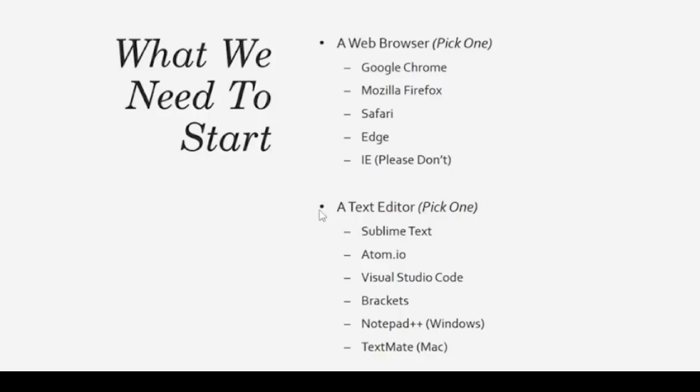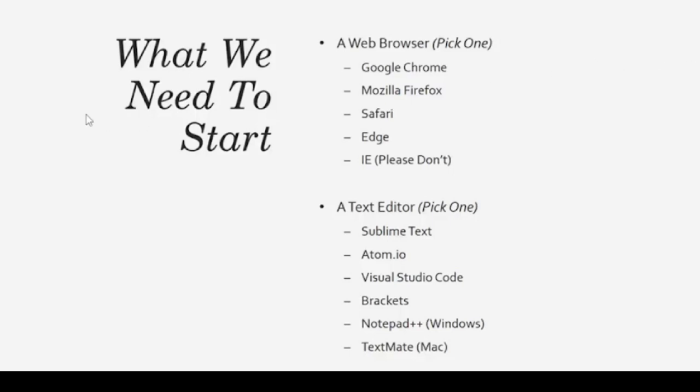Now for a text editor, you can pick one from something like Sublime Text, Atom.io, Visual Studio Code, Brackets, Notepad for Windows, TextMate for Mac. But in this tutorial I'm going to be using Sublime Text. Sublime Text is suitable for this tutorial.